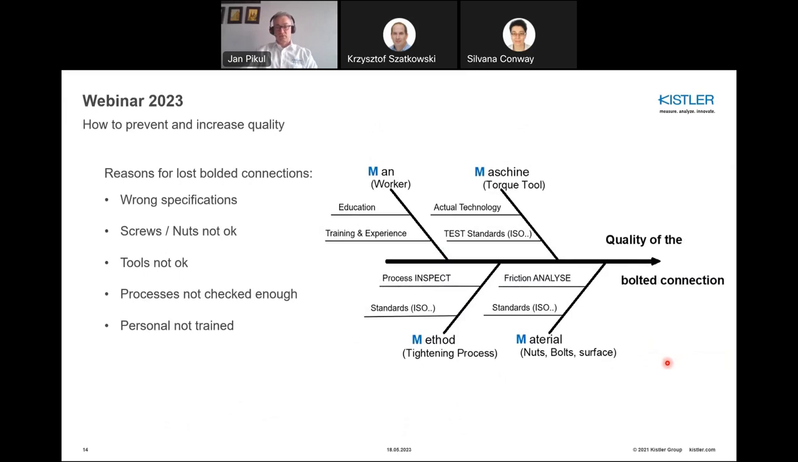And definitely there is not only the friction and tool in this process. In this situation, we can see how many factors influence the final quality. The man, machine, method, and material have a significant influence on the final quality of the bolted connection. So definitely all these factors must be under control. And we have methods to do this, like education and training for the workers. We have some tightening standards, also material standards, which tell us how to test the bolted joint components, and we will speak about these methods today.